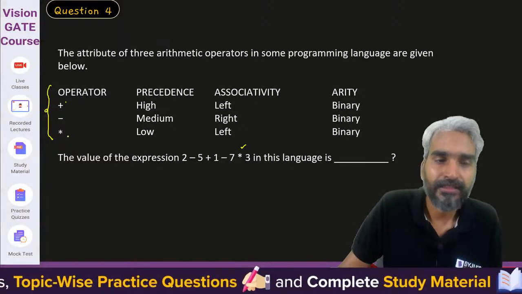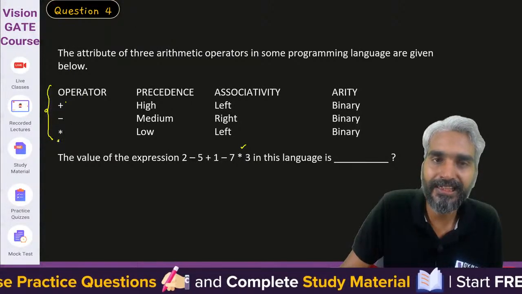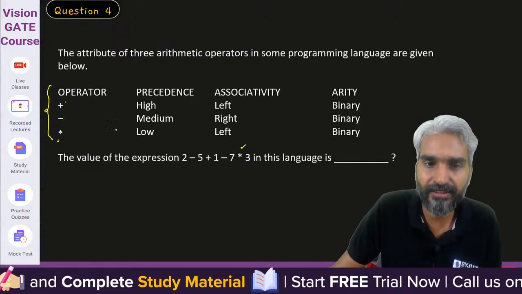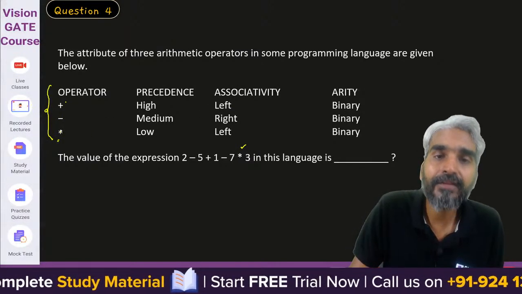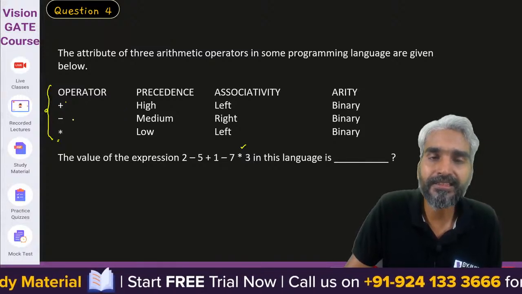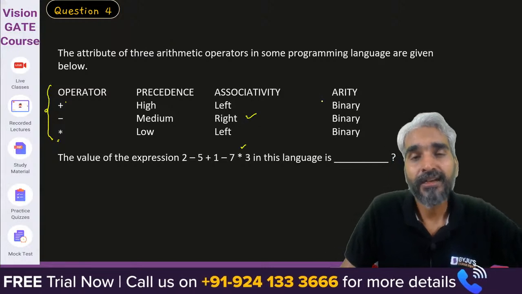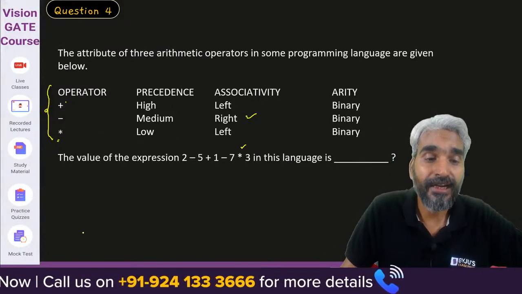Generally we say that asterisk will have the highest precedence, but here it is saying that plus will have the highest precedence, then minus, then asterisk, and all these are left associative, but here it is defining the subtraction as right associative. So let's try to understand what will happen.